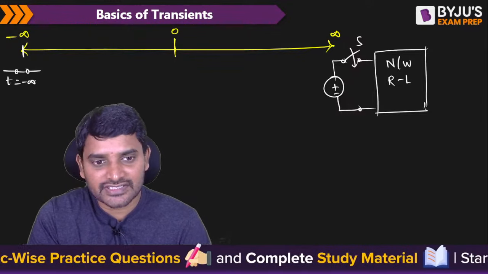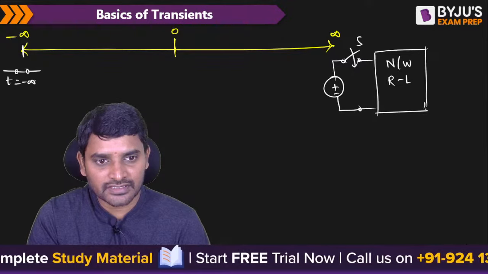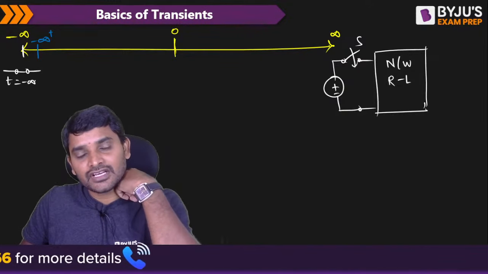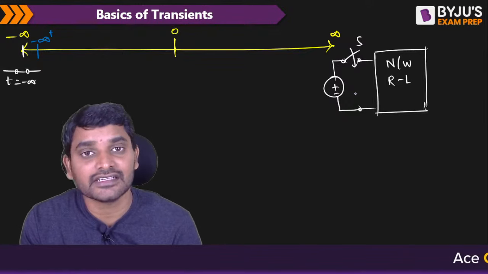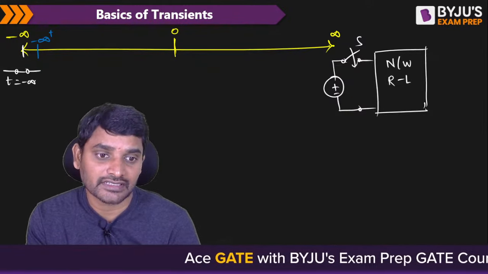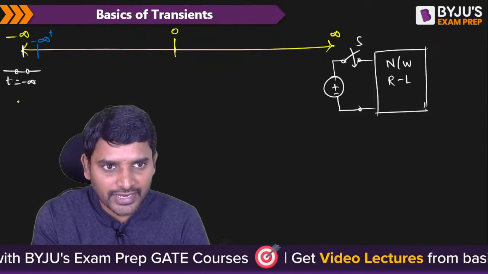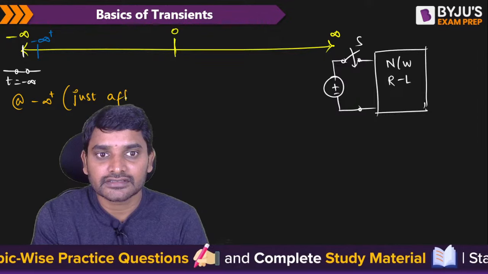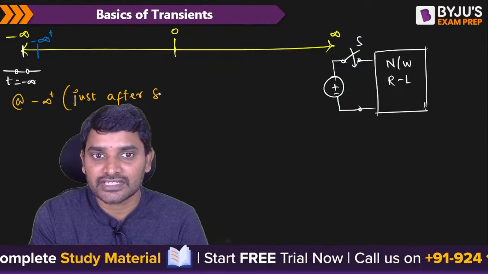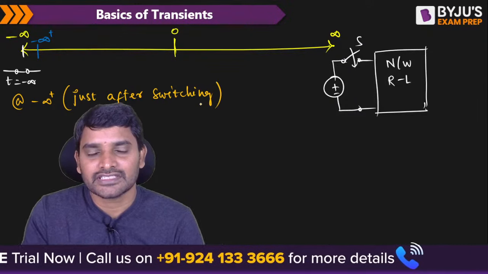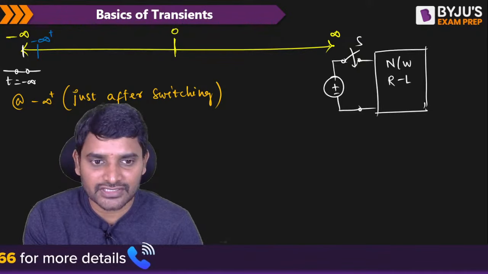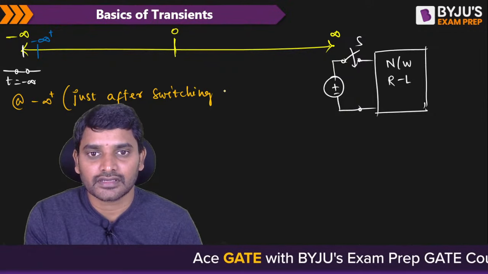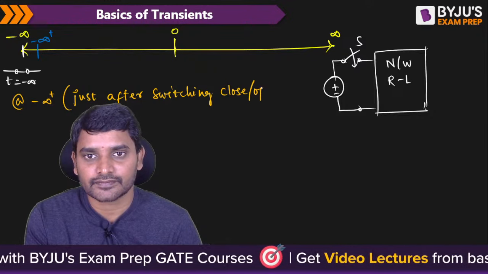Now just after closing the switch, I can write it as minus infinity plus, just after closing the instant. So what is going to be the behavior of this inductor? We should find out. At minus infinity plus, that is just after switching, the switch can be open or closed, it doesn't matter.